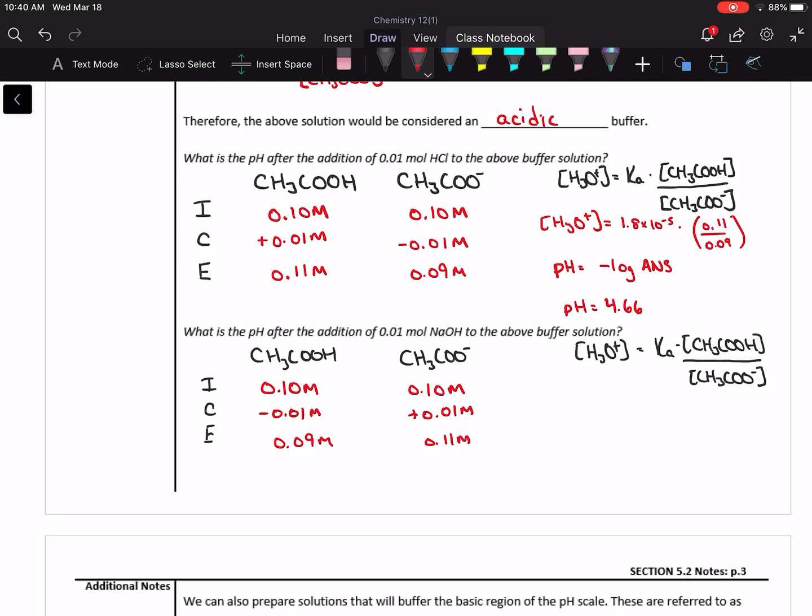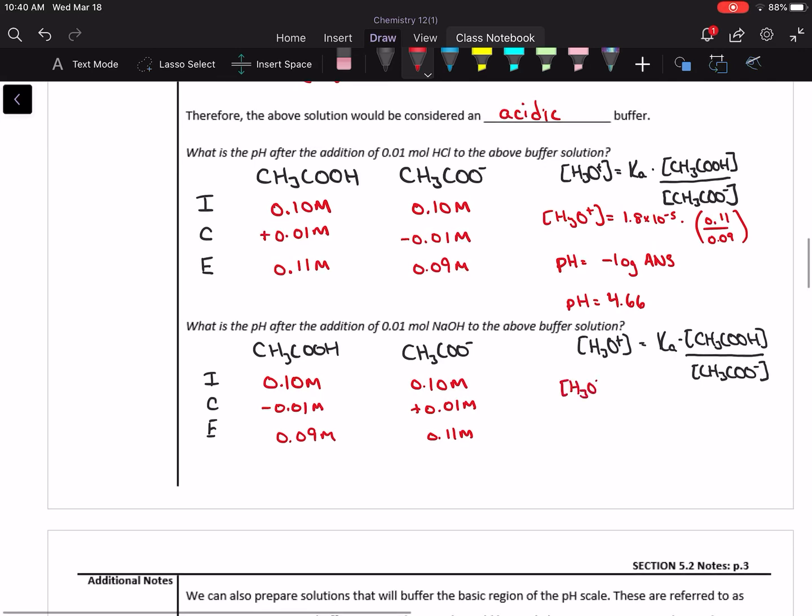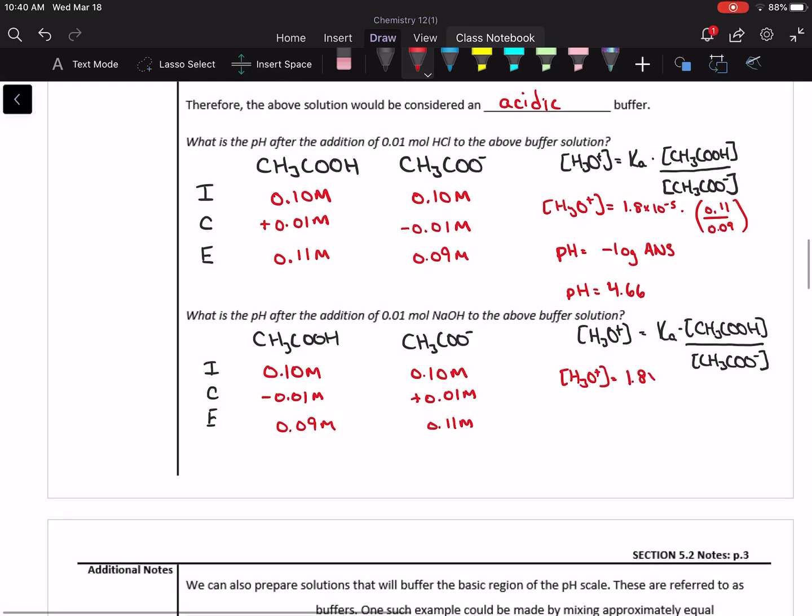So now to figure out what the pH of that solution would be, I first need to solve for the hydronium ion concentration, which again is the Ka times the ratio of acetic acid to acetate ion. So the Ka is 1.8 times 10 to the minus 5, and that ratio now is going to be 0.09 divided by 0.11. Okay, to get the pH, I'm going to take the negative log of that answer, and we should end up getting a value of about 4.83.